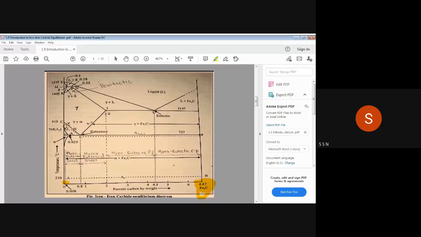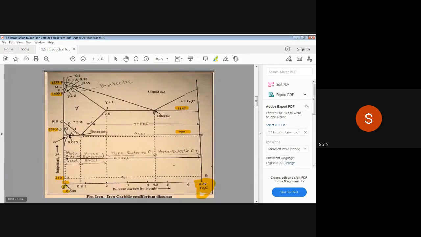And in between those two vertical lines, whatever diagram is there is the phase diagram, representing different phases at different percentages and different temperatures, because different temperatures are represented vertically here: 210 degree temperature, 267 degree, here you can say 227 degree, here 1147 degrees Celsius, here 1400 degrees Celsius and 1539 degrees Celsius. All these are temperatures in degrees Celsius, versus on the x-axis there is the percentage of carbon.